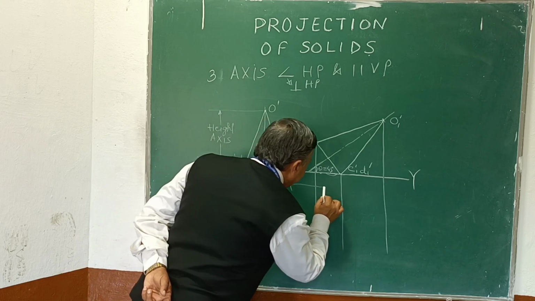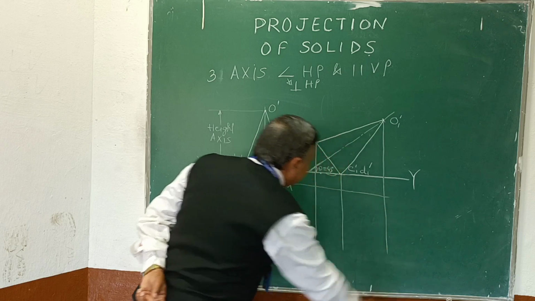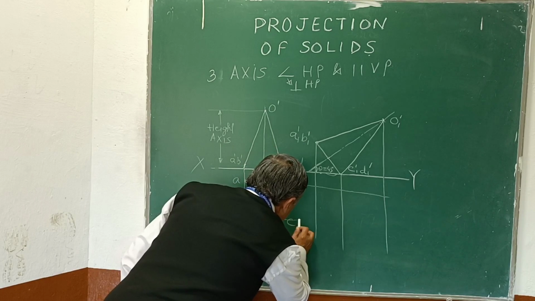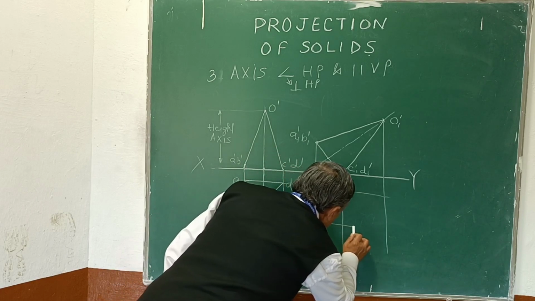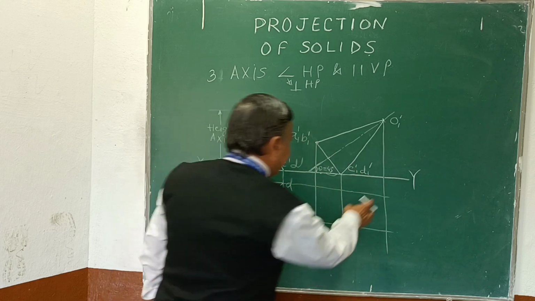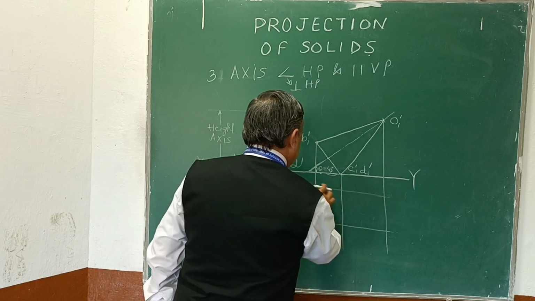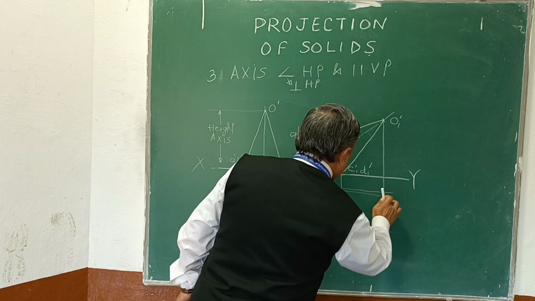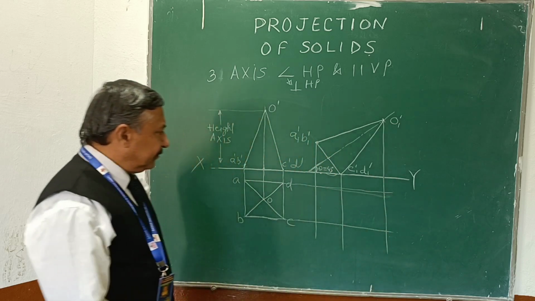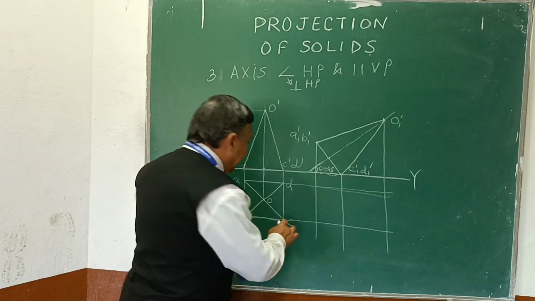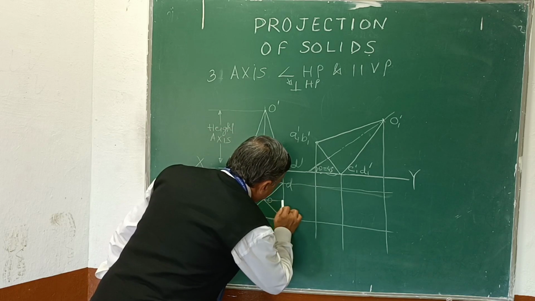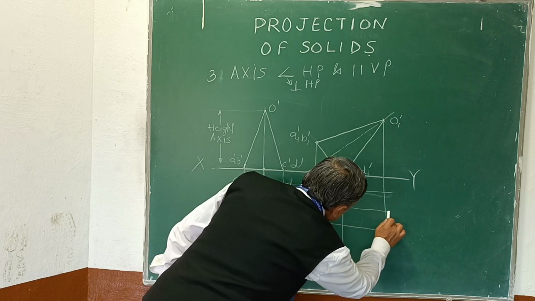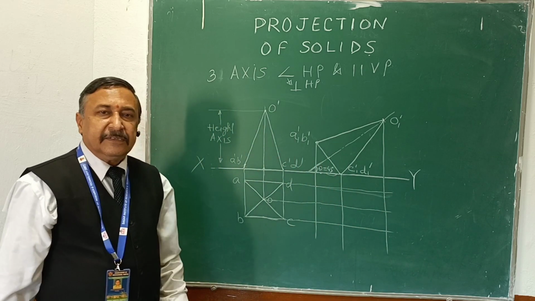base or the last top view. Then one more locus, that is from O. So draw this locus from O also.